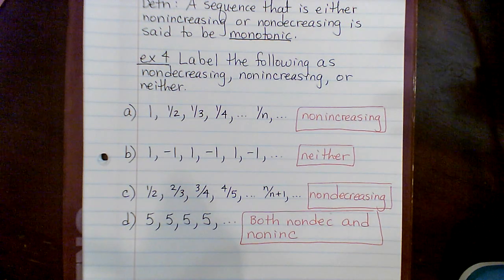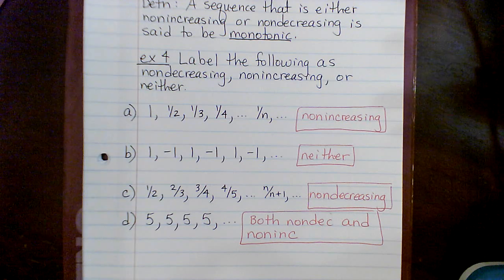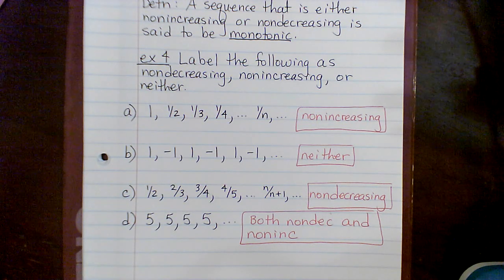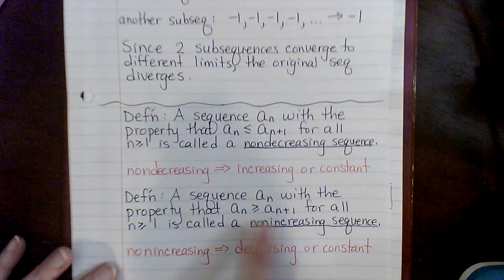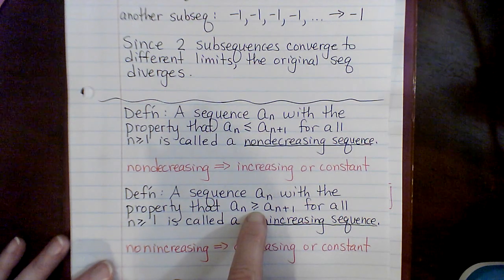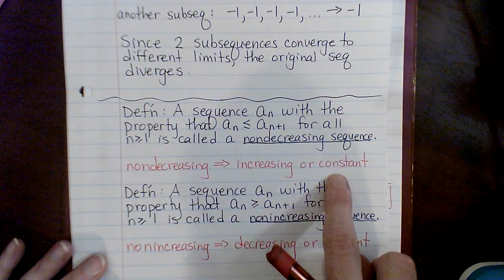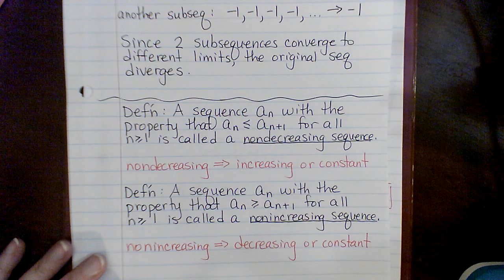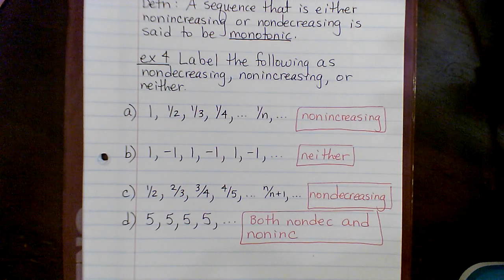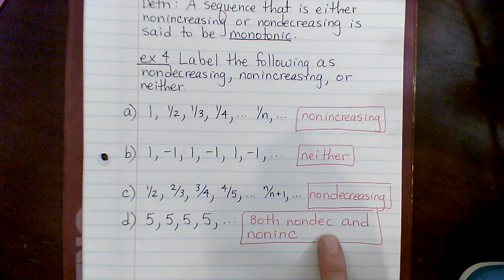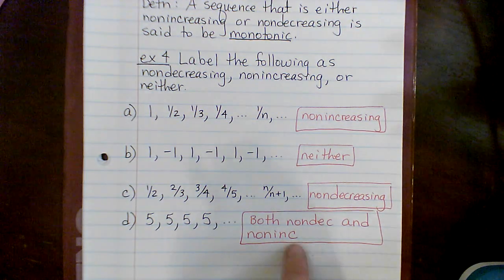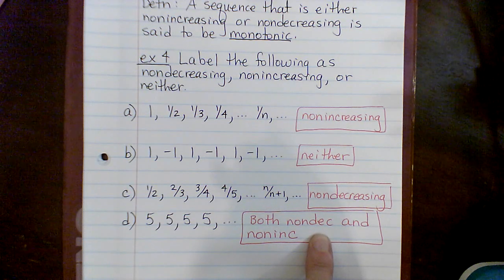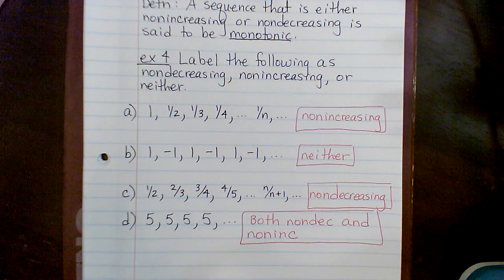And that's because both definitions that we had back here have this or equal to component. So both of them allow for there to be some constants happening in there. So it does fit both of those definitions. So we would say that 3 of these sequences are monotonic. Even this one is considered monotonic because it does fit the definition for non-increasing or non-decreasing.